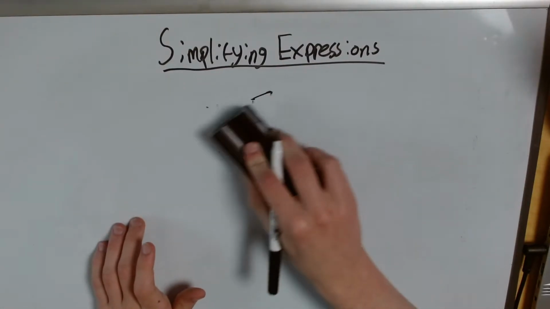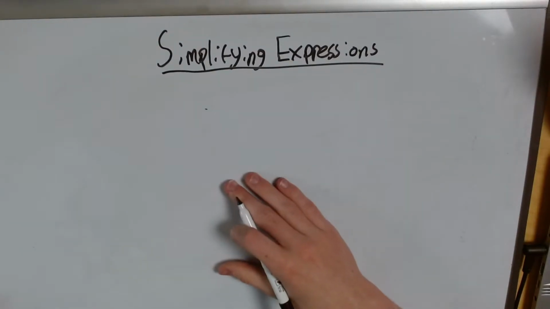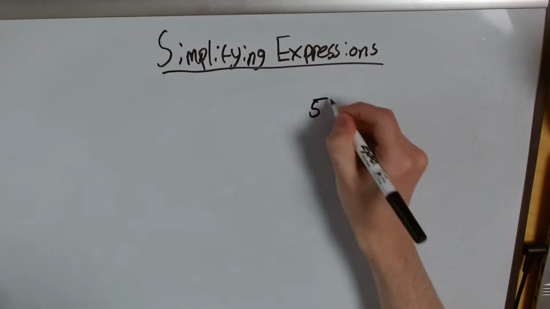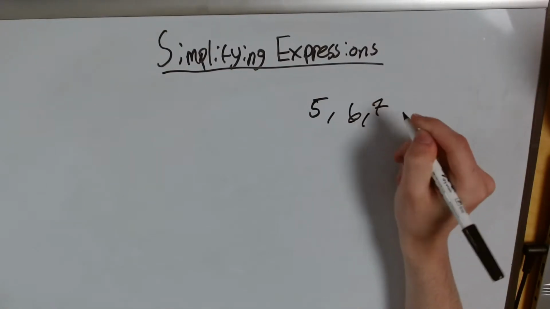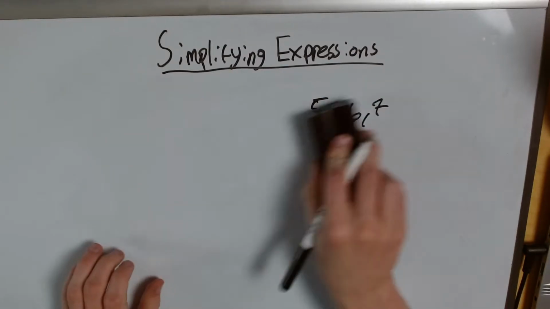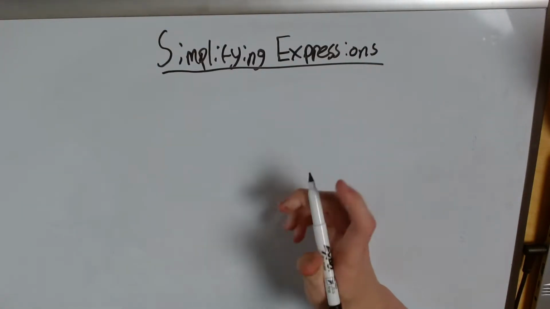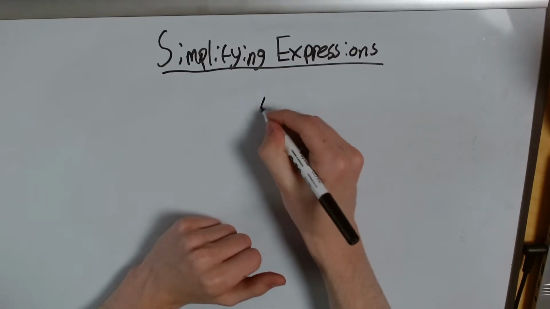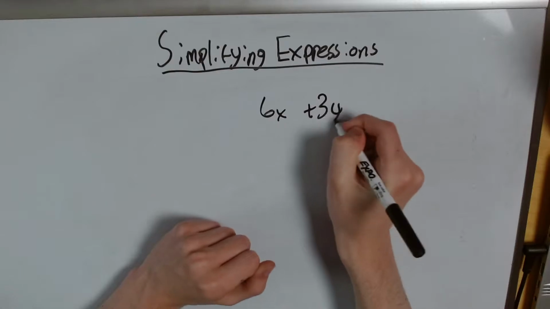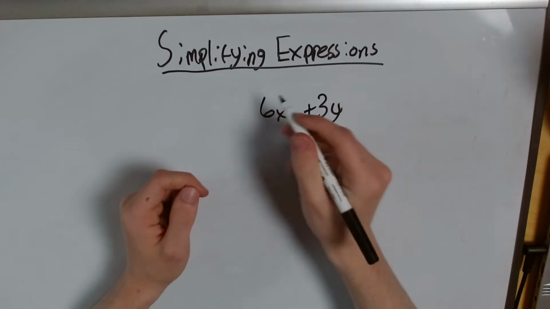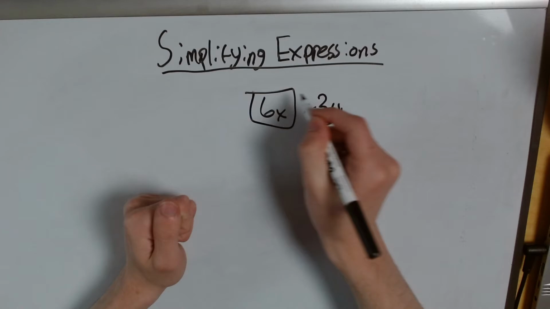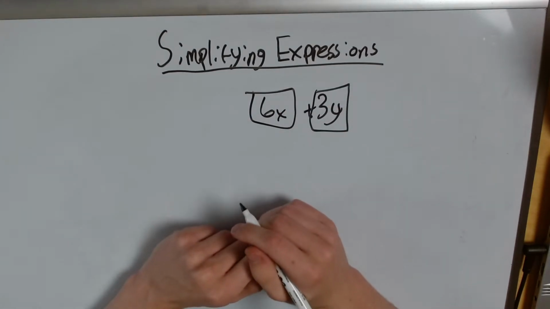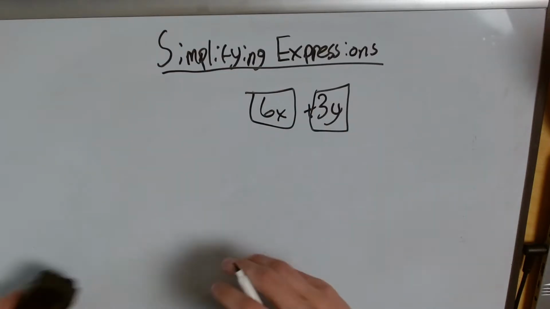A constant is a number. It's a term that has a clear, single, unchanging value. For example, 5, 6, 7, they're all constants. Terms are sections of equations or expressions. For example, if we had 6x plus 3y, I would say we have two terms in this expression, 6x and 3y.